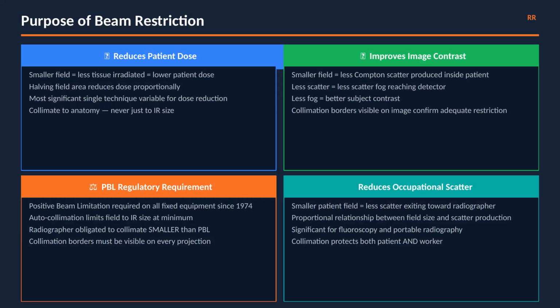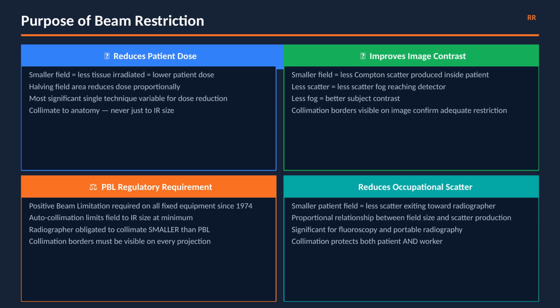Beam restriction limits the X-ray field to only the anatomy of clinical interest. It simultaneously achieves four things. It reduces patient dose. Smaller field equals less tissue irradiated equals lower total dose. Halving the field area reduces dose approximately proportionally. Collimation is the single most effective technique variable for patient dose reduction.